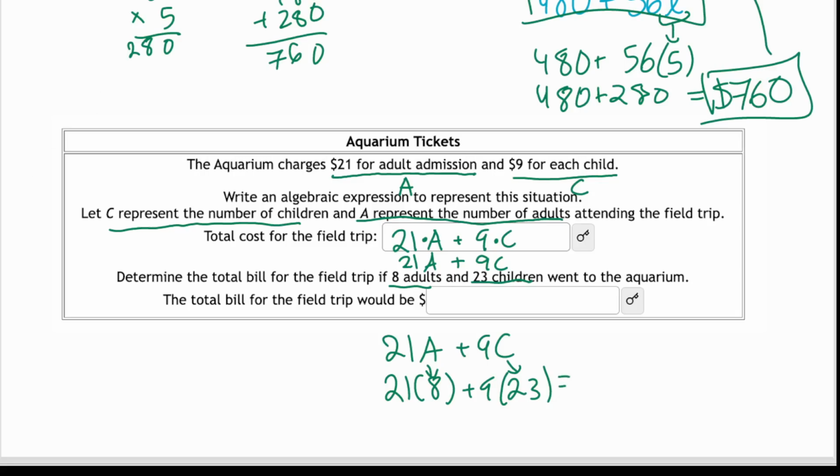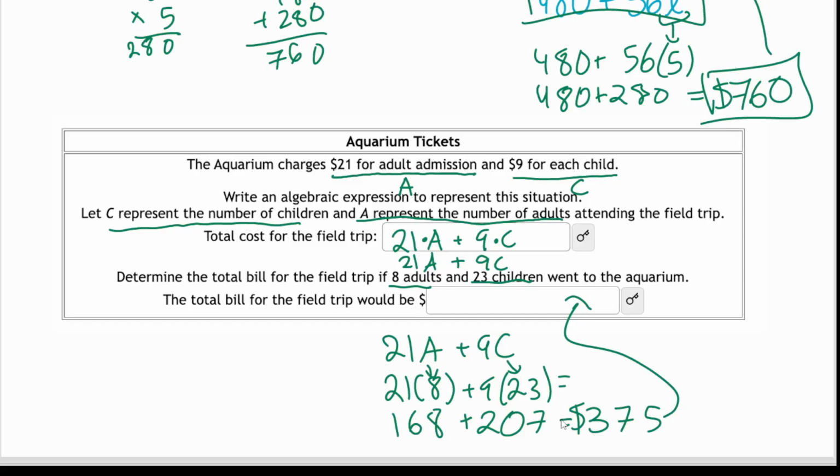And then just for the sake of time, I'm going to be a little bit lazy and do this off to the side on a calculator. So we have 21 times 8 gets us 168. Oh, I do not know how to talk today. 168. And then 23 times 9 will get you 207. Add those guys up, and you get a total of $375 spent at the aquarium for these many adults and children.